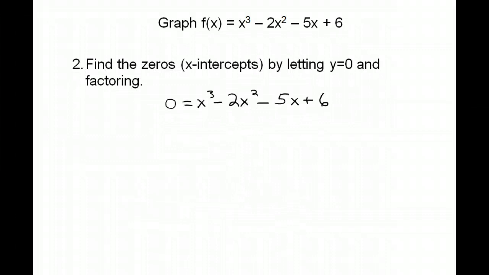The next step in our process is for us to find the zeros, which are the x-intercepts, so we let y be 0. When I let y be 0, I get this polynomial, and this just needs to be factored. So what I'm going to do is start doing synthetic division, and I'm going to start putting some numbers here. Let's say I put -1. I put my coefficients here.